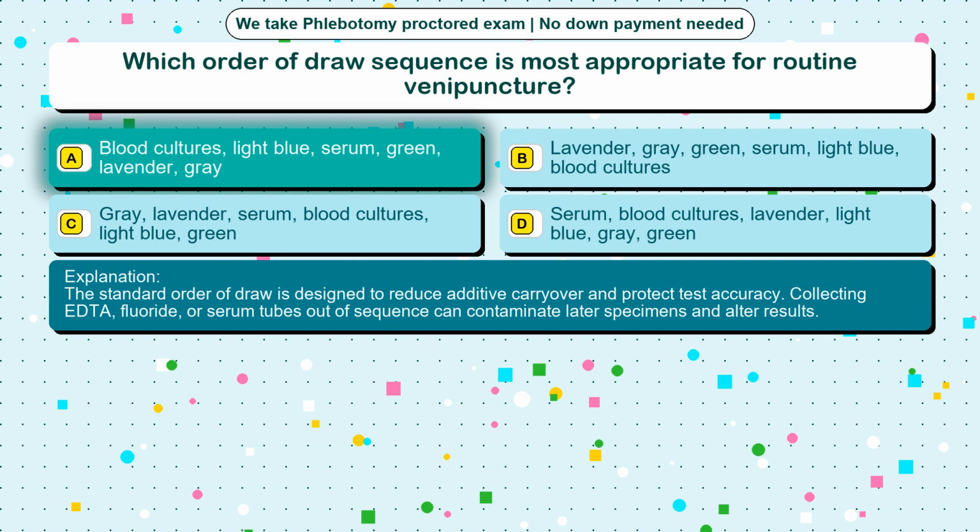The standard order of draw is designed to reduce additive carryover and protect test accuracy. Collecting EDTA, fluoride, or serum tubes out of sequence can contaminate later specimens and alter results.